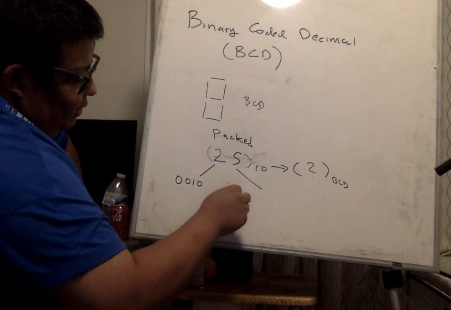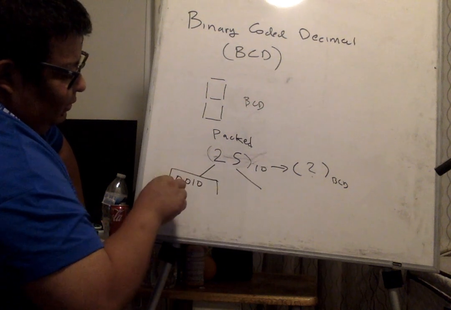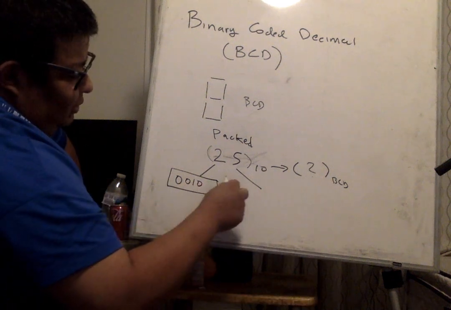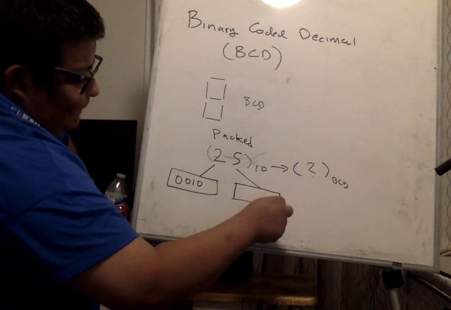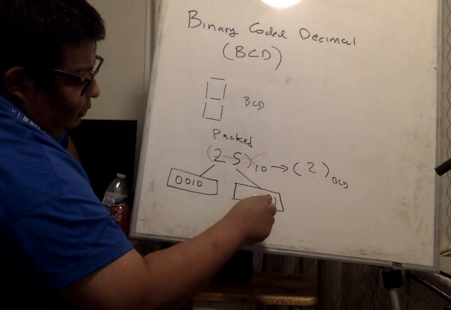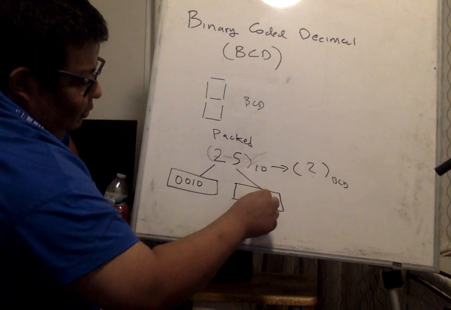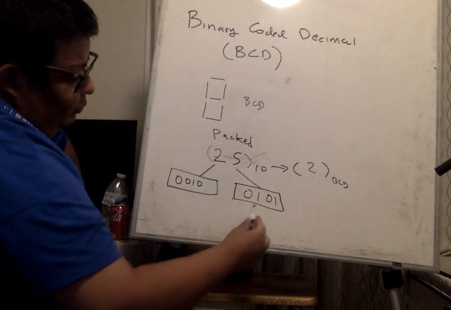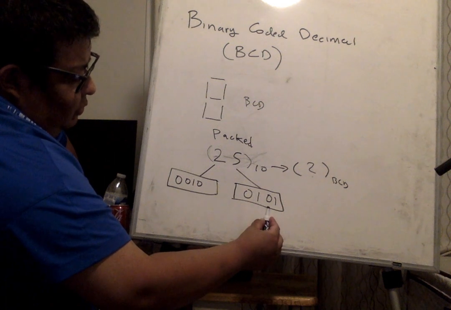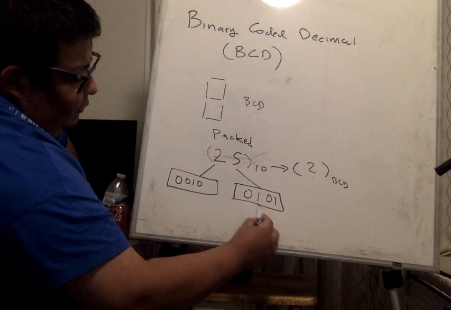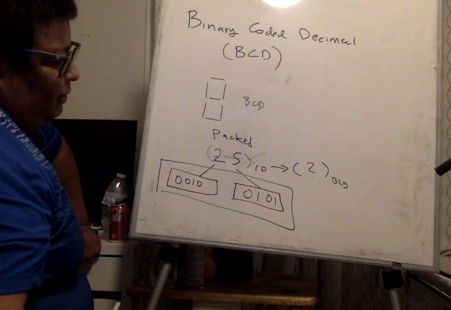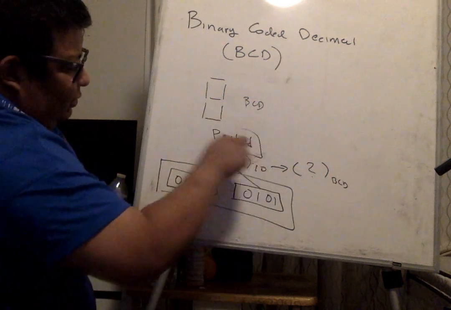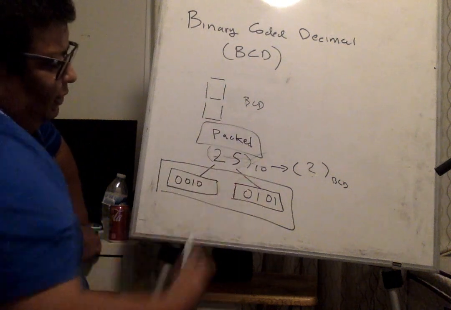Now, together with 5, we have 0, 1, 0, 1, because this is 4, and 4 plus 1 is 5. So together they form the packed binary coded decimal of 25 in decimal.